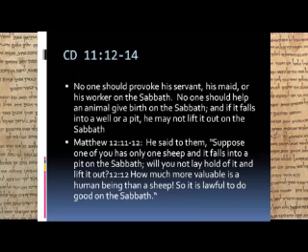But now let's look at some real differences. "No one should provoke his servant, his maid, or his worker on the Sabbath. No one should help an animal give birth on the Sabbath. And if it falls into a well or a pit, he may not lift it out on the Sabbath," says the Damascus document. But Jesus says to them, "Suppose one of you has only one sheep and it falls into a pit on the Sabbath. Will you not lay hold of it and lift it out? How much more valuable is the human being than a sheep? So it's lawful to do good on the Sabbath."